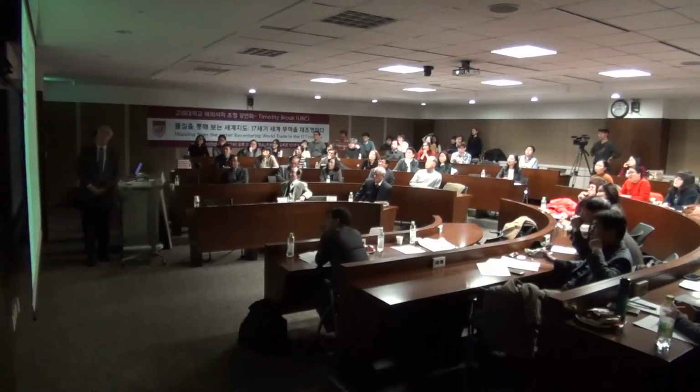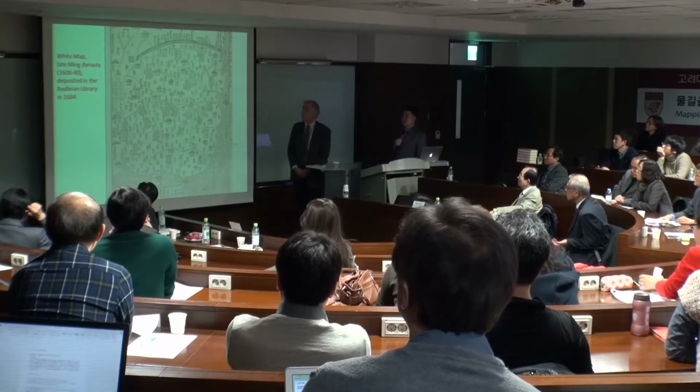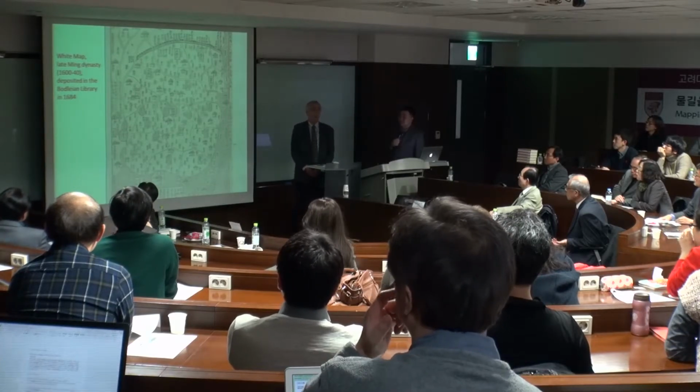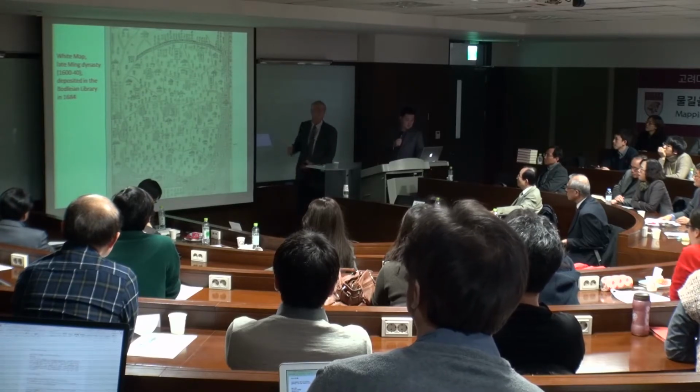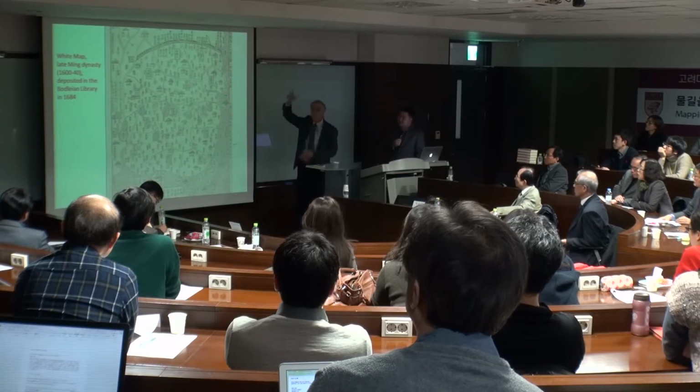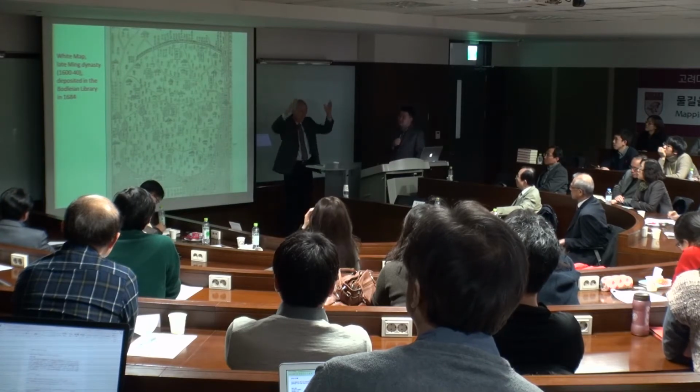This is called the White Map. It was also in the Bodleian Library. It was deposited in 1684. It was given by Captain White, who worked for the East India Company. It's a printed map. It's a very long scroll. I've enlarged it a little bit, but it's a very long scroll, as high as the ceiling, going down to the floor. It's a pair of maps.